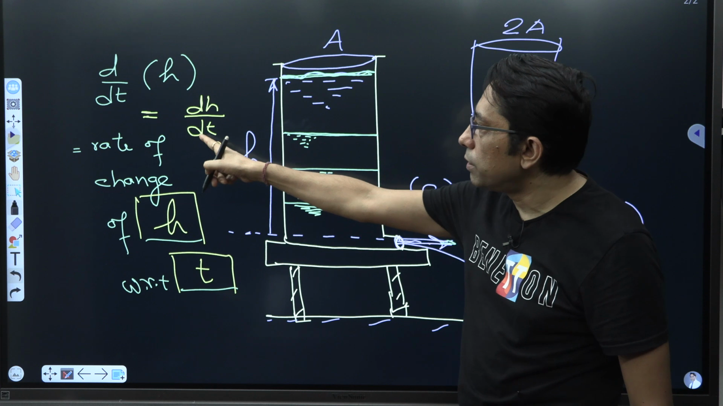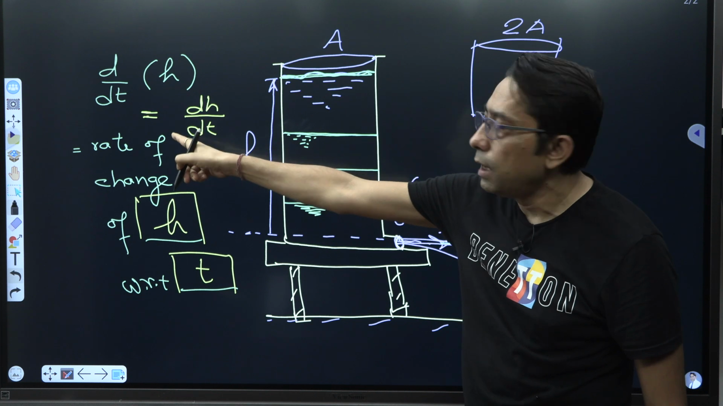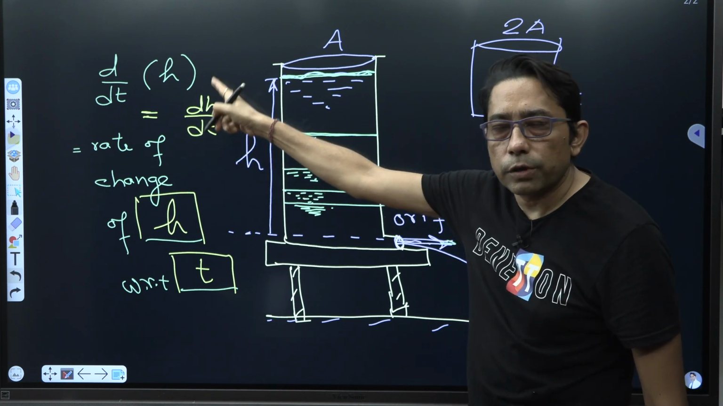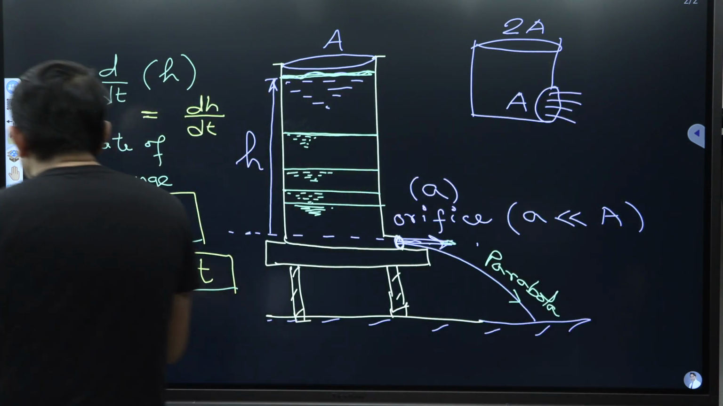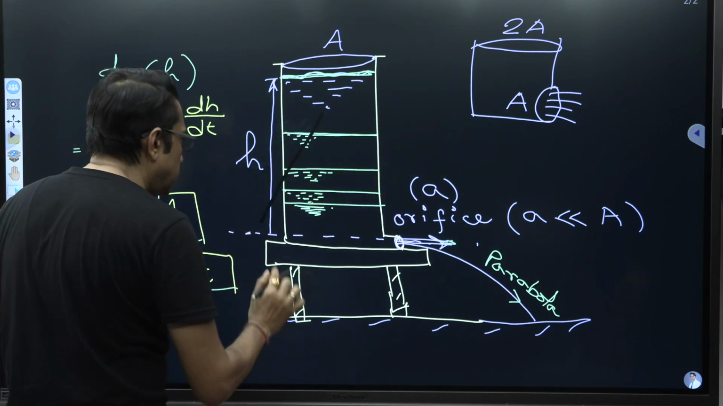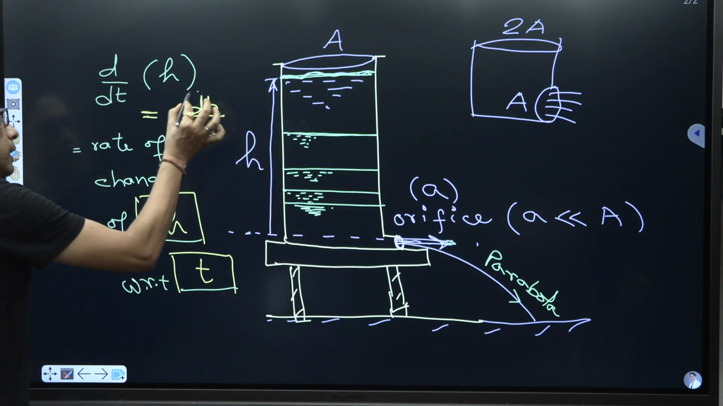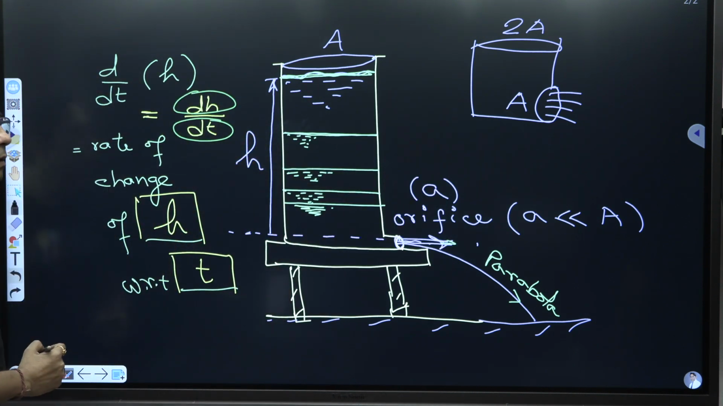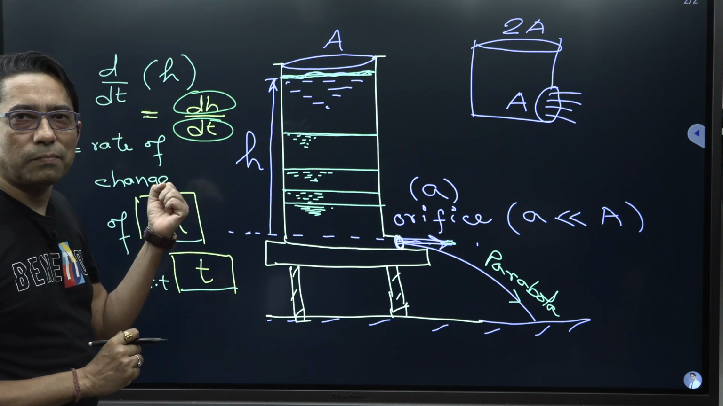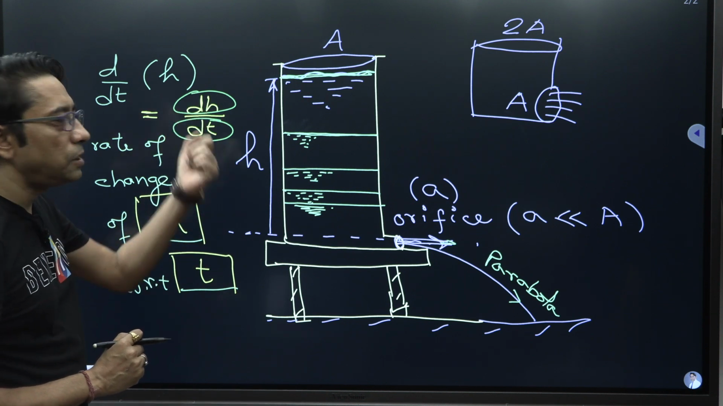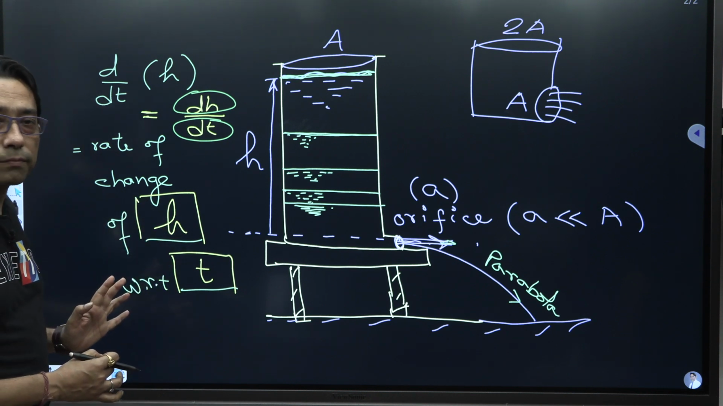So dh by dt will represent rate of change. Why? It contains d/dt, rate of change with respect to time, and by the side of it what is there? h. So rate of change of height with respect to time. So try to read it now like this. Try to read it this way. How? Like this. dh by dt. dh, change in height, dt, change in time. So change in height by change in time is also called rate of change of height with respect to time. Okay.